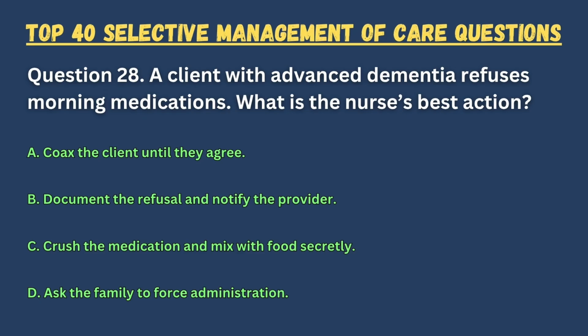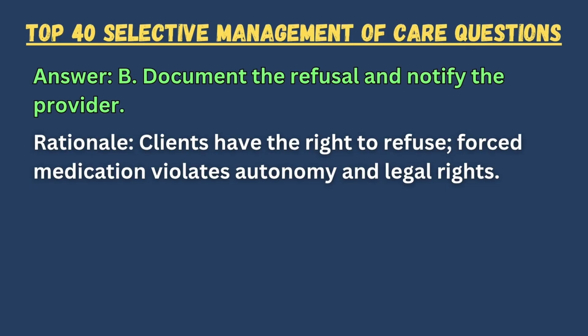Question 28. A client with advanced dementia refuses morning medications. What is the nurse's best action? A. Coax the client until they agree. B. Document the refusal and notify the provider. C. Crush the medication and mix with food secretly. D. Ask the family to force administration. Answer. B. Document the refusal and notify the provider. Rationale. Clients have the right to refuse. Forced medication violates autonomy and legal rights.